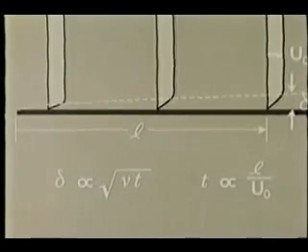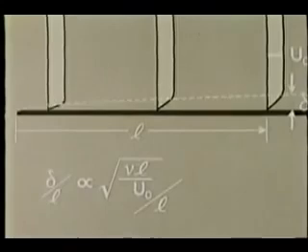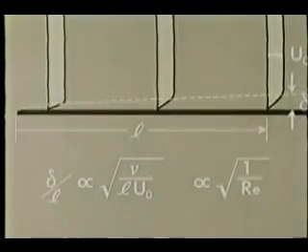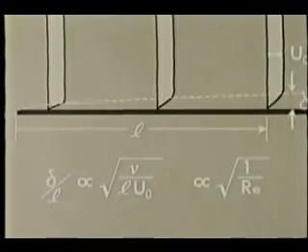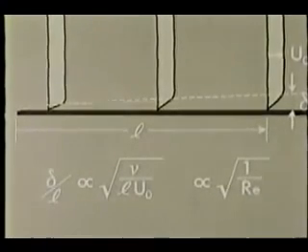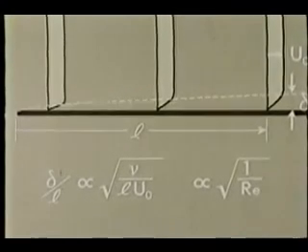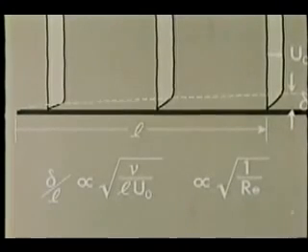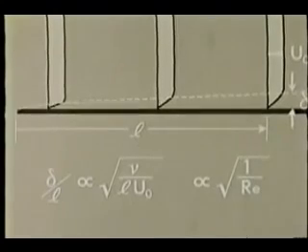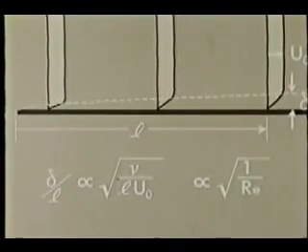We combine these, so delta over L is proportional to 1 over the square root of the Reynolds number. This relationship is valid only at high Reynolds numbers when delta is small compared to L. Increasing the flow velocity will decrease the boundary layer thickness at any given station along the plate. To see this effect, here is the normal flow.